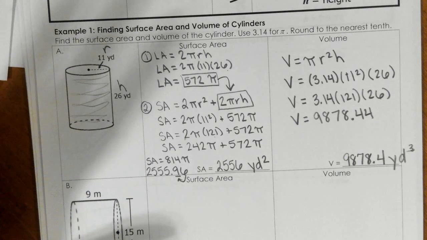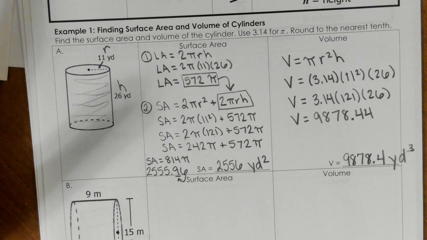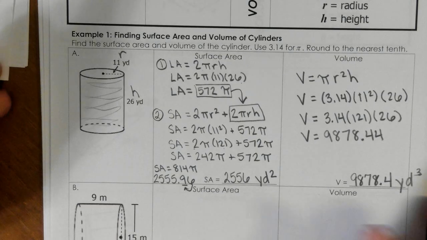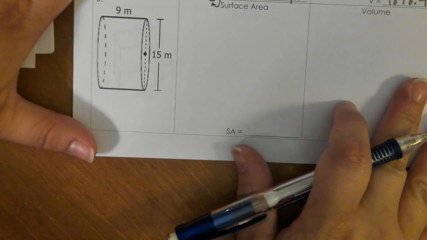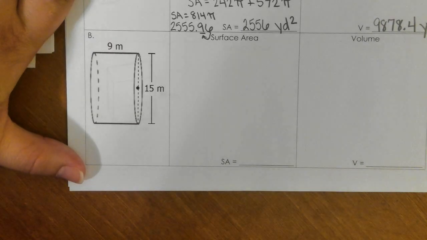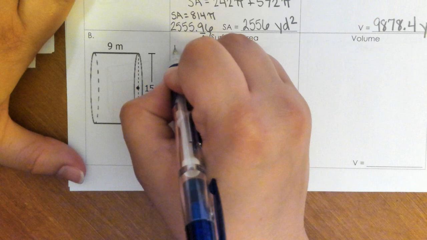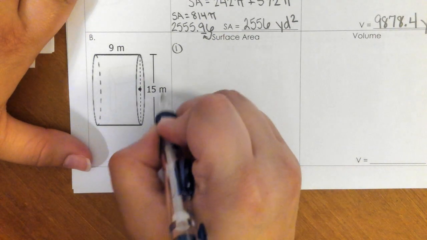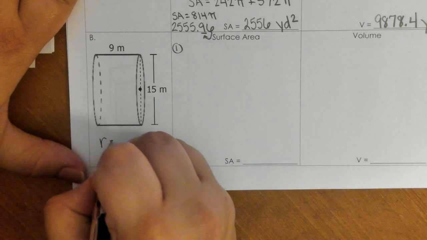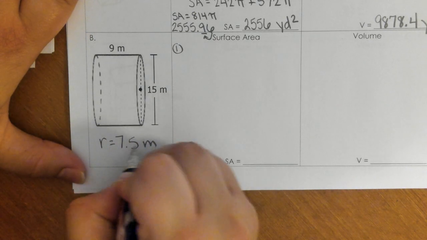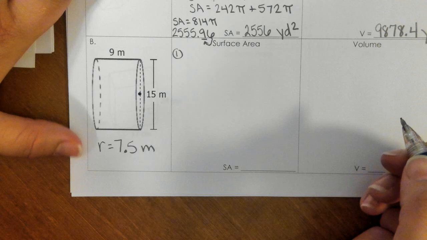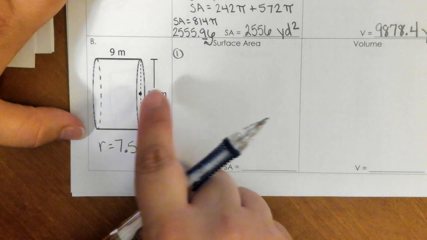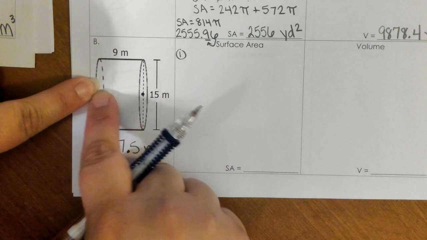Okay, so the most work here that we're doing would be in part B. All right, so part B, surface area. We need to identify our variables. So radius would be half of 15, 7.5 meters. Our height is between the two bases, so our two circles, the height would be 9.